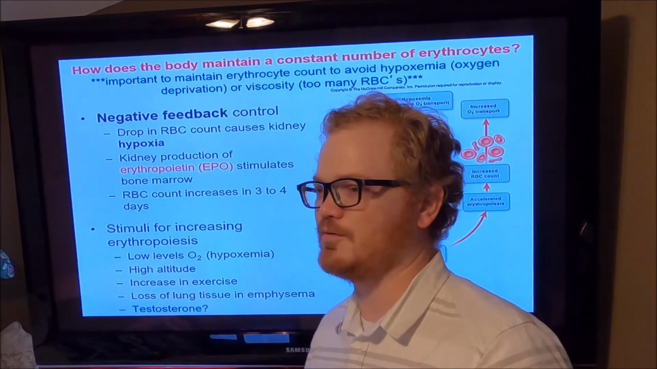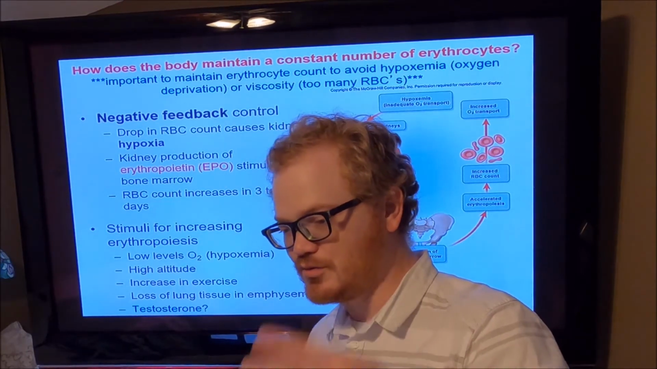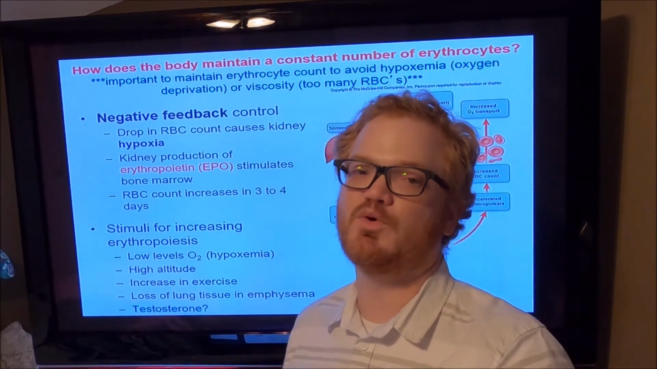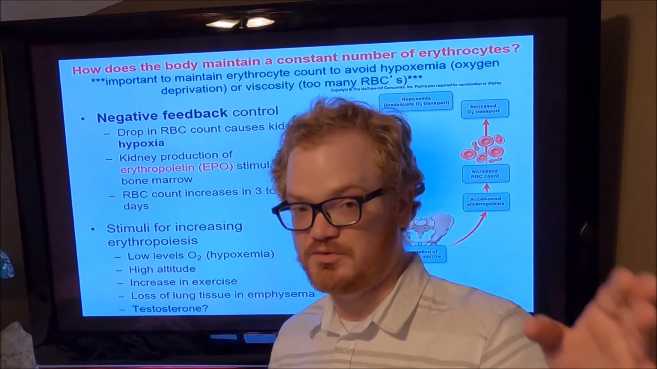And again, testosterone. So testosterone has been shown to lead the kidneys to release more erythropoietin, which means more red blood cells, which would account for the variation in hematocrit between males and females.